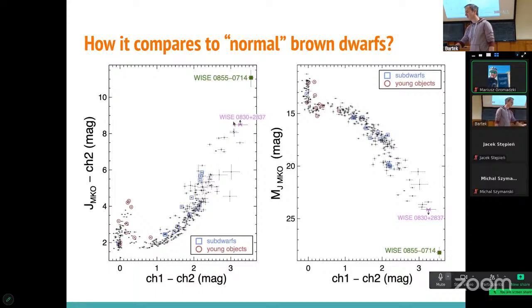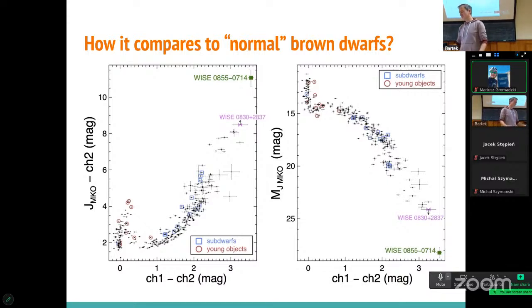Okay, here are the known L dwarfs. Here are the latest T's. This green extreme point is the coldest brown dwarf known today. It's WISE 0855. It's also at 2 parsecs. Yes. 250 Kelvin temperature. But they all seem to follow the sequence in the colors and in the temperature.